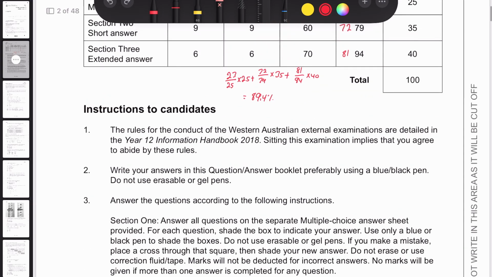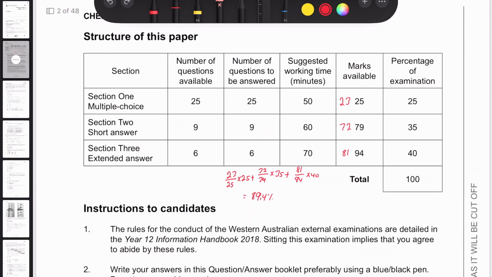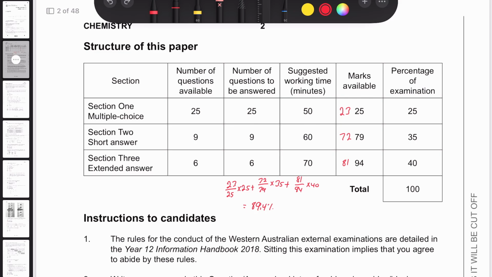I lost so many marks in extended response. I totally could have got the cysteine one, which would have given me 3 marks. Which would have given me 72 divided by 79 times 35 plus 84 divided by 94 times 40. Oh, 90.6. Oh, I wish. Oh, well, that's right. We go next. Next is physics. Let's go.